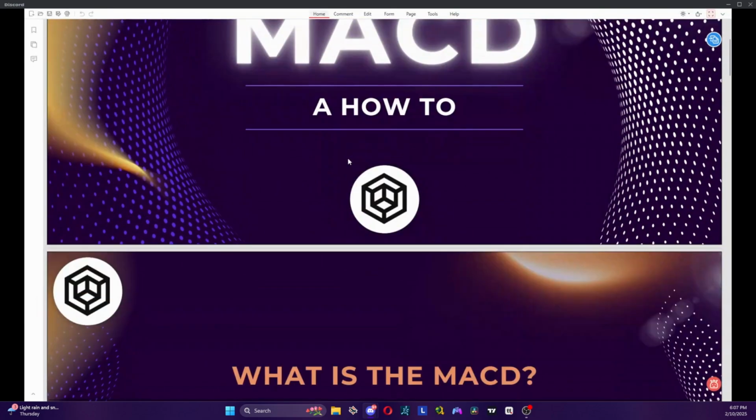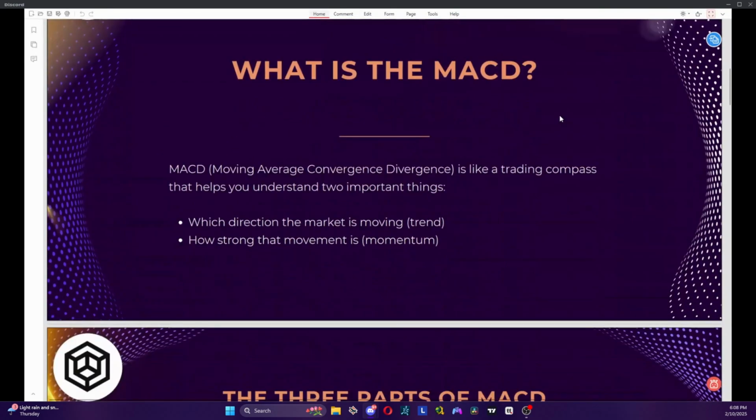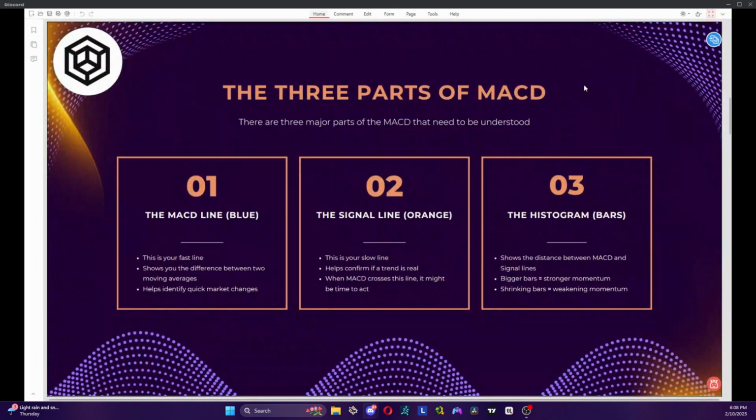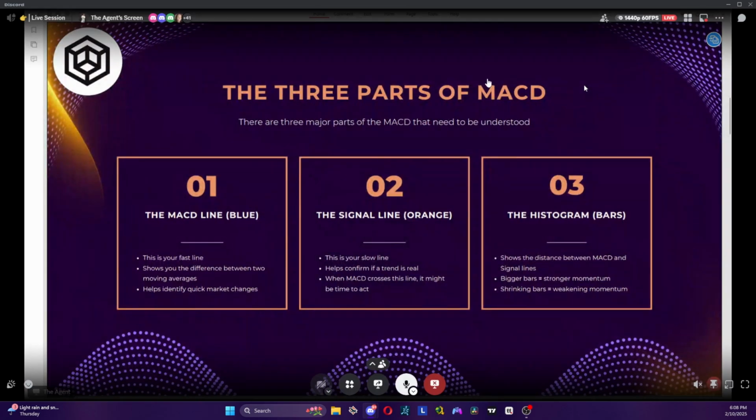A how-to on MACD. What is MACD? MACD is short for the moving average convergence divergence. It's like a compass that helps you understand two important things. One, which direction the market is moving, in this case trend, and the other one is how strong that movement is, which is also known as momentum, right? There are three parts of MACD, and these are the most basic explanations that you can have in order for you to understand what they are.